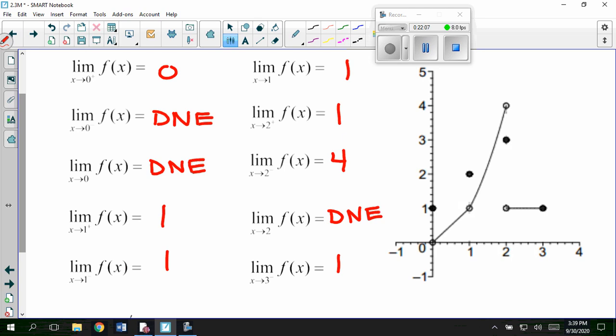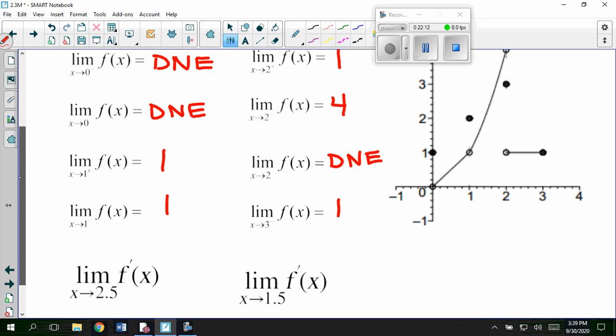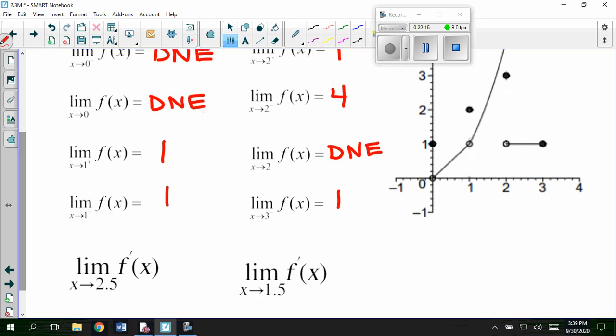Okay, I'm just going to scroll down a little bit here on the screen because we have a couple below that here. I just have these bottom 2. Notice how I've asked in these last 2 questions about the derivative. What is the limit of the derivative of f as x approaches 2.5, and then I also put as x approaches 1.5. So when you are asked to determine a limit of a derivative, which is absolutely okay, you just need to think about the slopes.